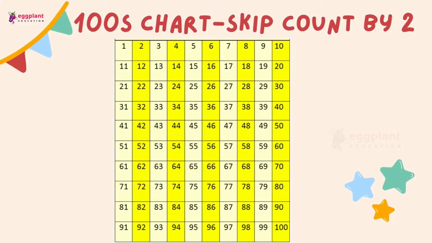Here we have a hundreds chart. Yes, it is called a hundreds chart. It can help us with skip counting. When looking at this chart, we can see lots of different patterns. For example, right now we are going to see skip count by 2. All the numbers in yellow are multiples of 2. So if we start skip counting by 2, we would land on only the yellow numbers in this chart. So look at this.